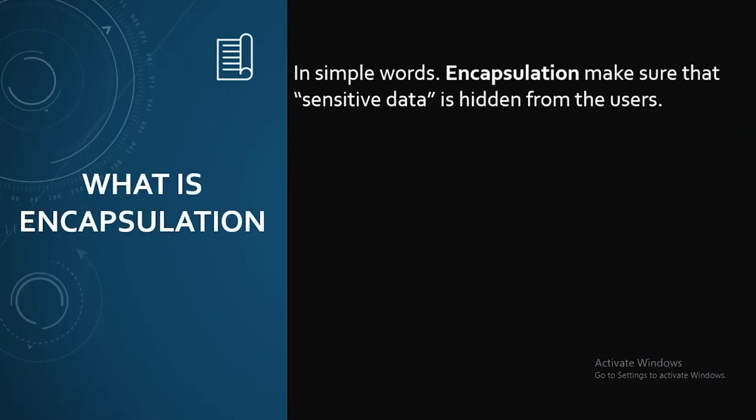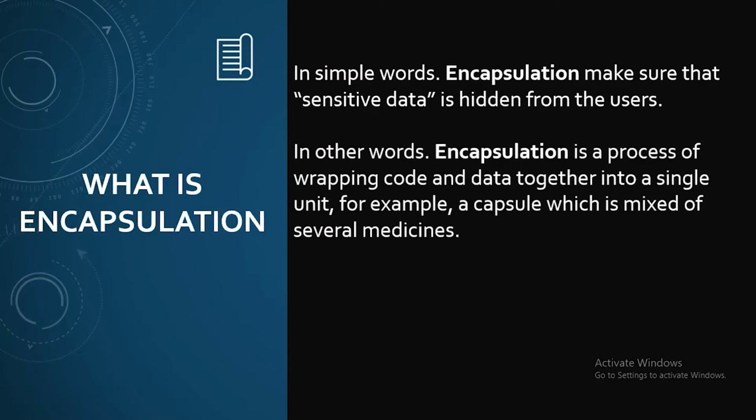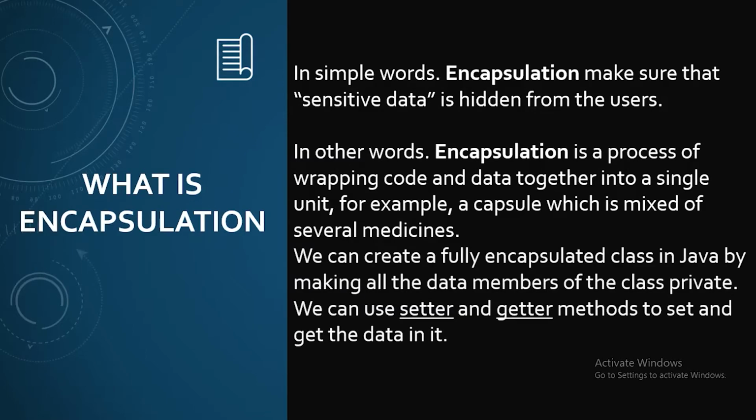So what is encapsulation? In simple words, encapsulation makes sure that sensitive data is hidden from the user. In other words, encapsulation is a process of wrapping code and data together into a single unit, like a capsule, which is a mixture of several medicines, as we all know. We create a fully encapsulated class in Java by making all the data members of the class private, and we can use getter and setter methods, which we will read in the next slide, to set and get the data in it.